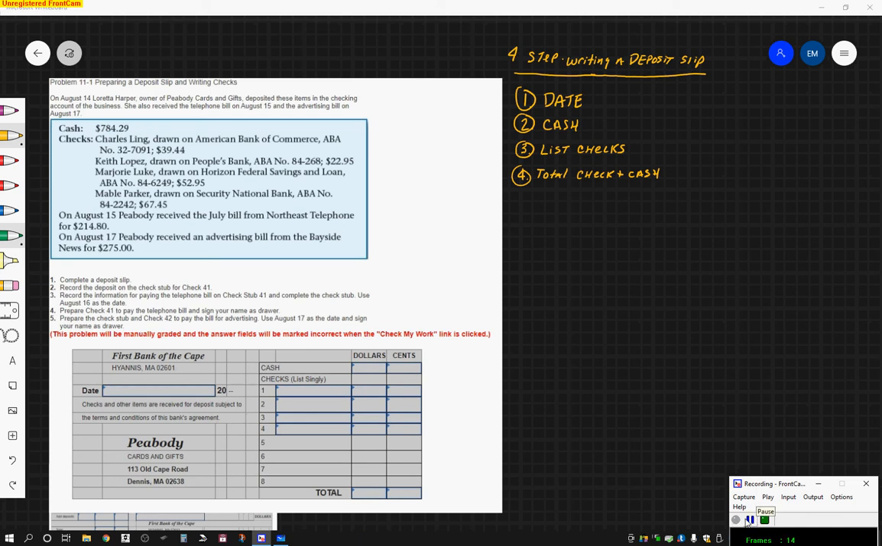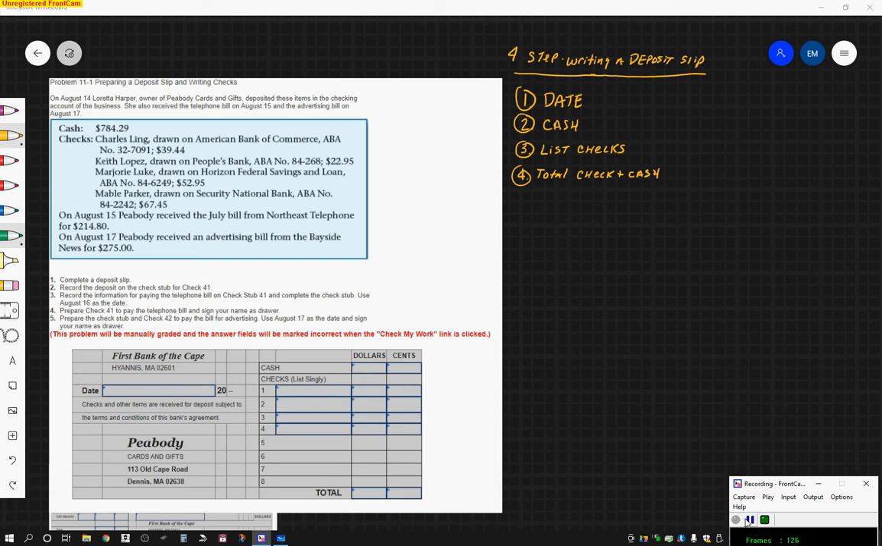Okay, welcome to 11-1, preparing a deposit slip and writing a check explained. The very first thing we're going to do is take care of the deposit. The second part is we're going to write a check. So, as with everything, there are steps involved.